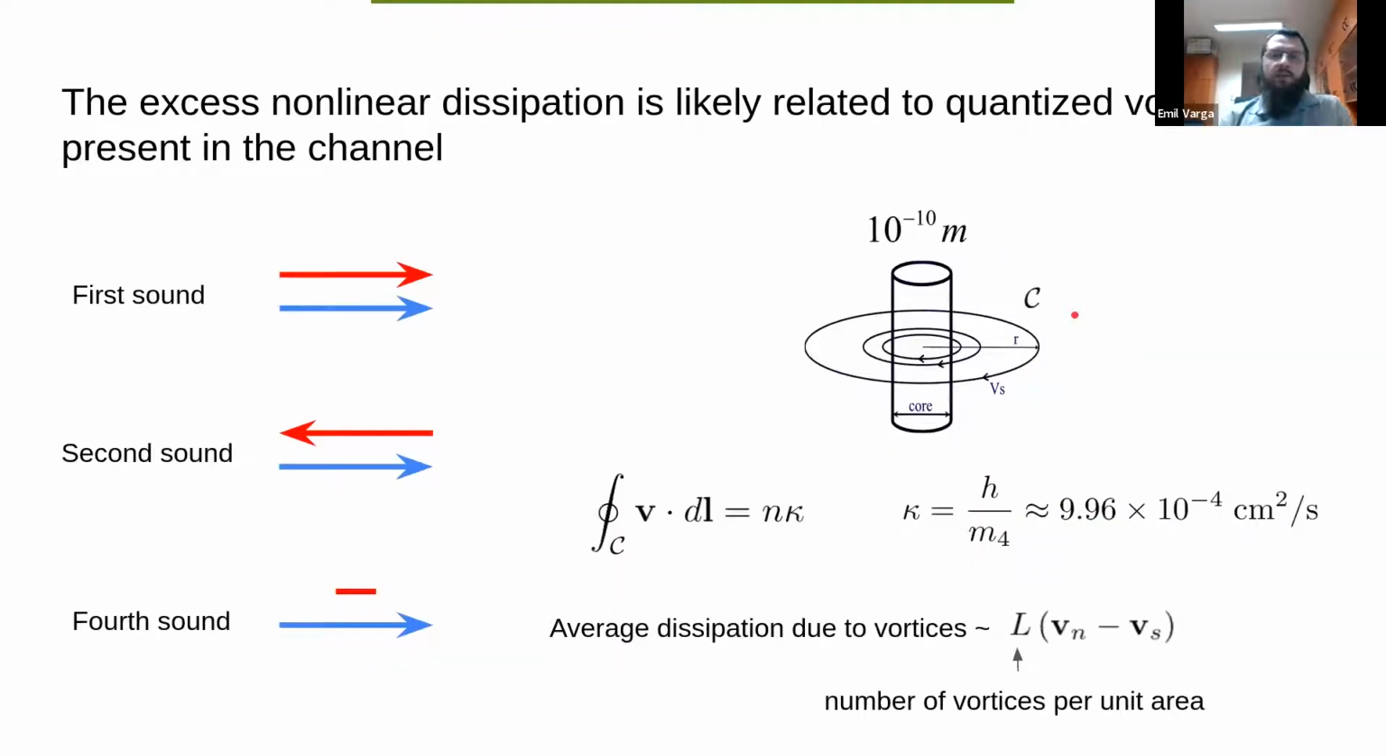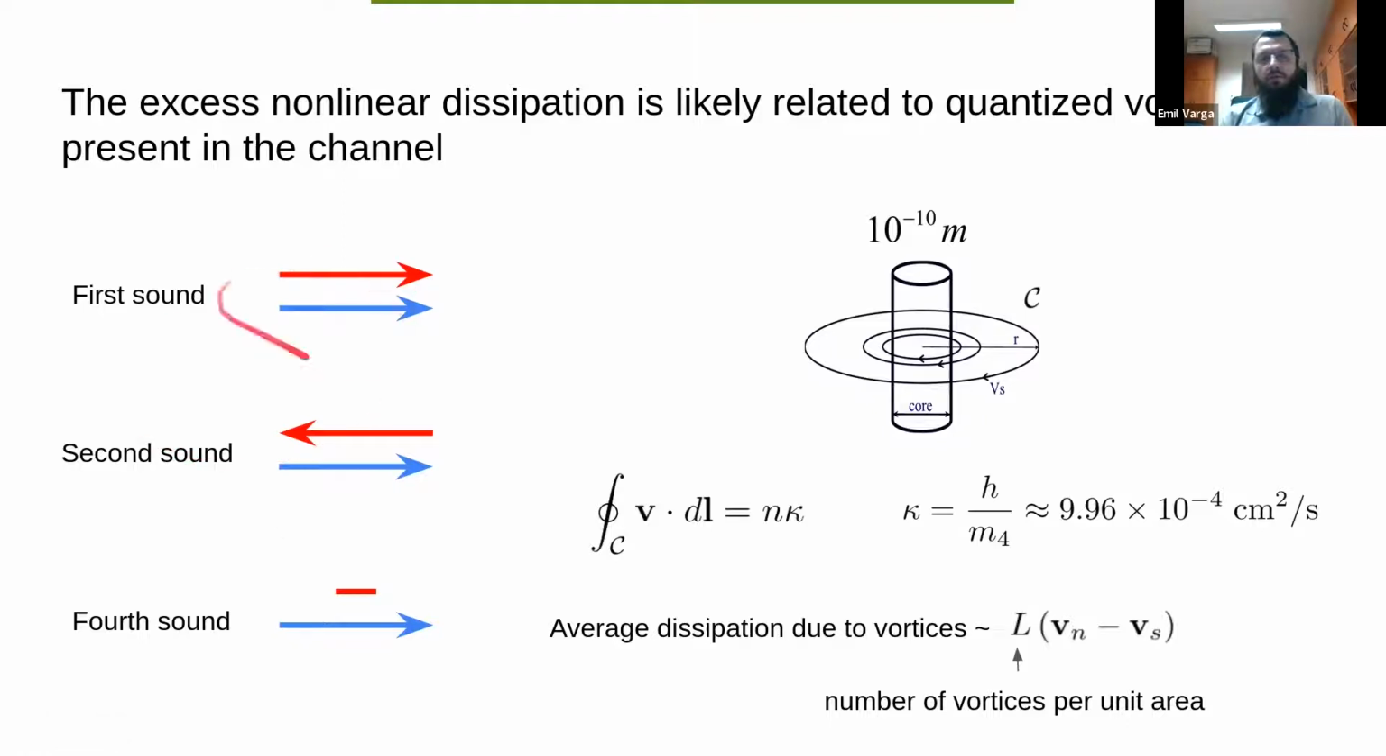Now, why is the excess dissipation there? I already called it turbulence, but I also mentioned that the normal fluid is clamped by viscosity. This is because these devices are so thin that the normal fluid cannot move because of viscosity. And they are actually acoustic resonators for something called fourth sound.